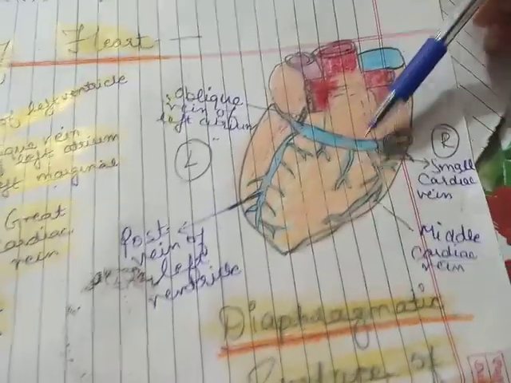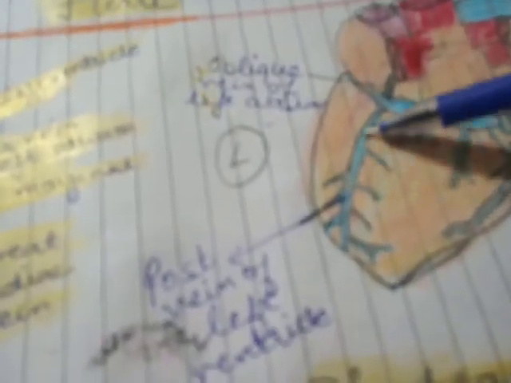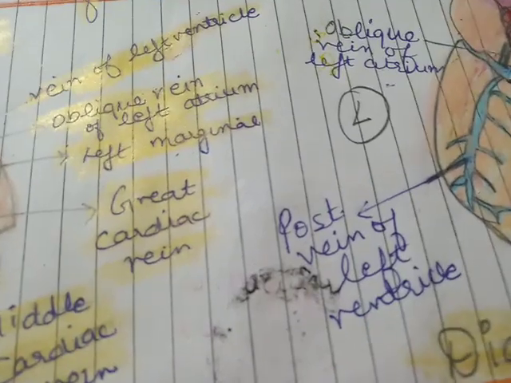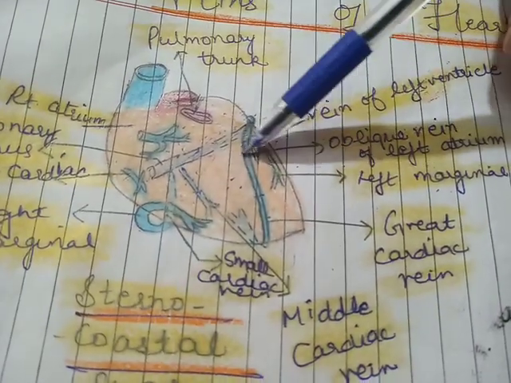Now the posterior vein of the left ventricle. This is the posterior vein of the left ventricle. It runs on the diaphragmatic surface of the left ventricle and ends in the coronary sinus. The oblique vein of the left atrium is also visible here. This one.